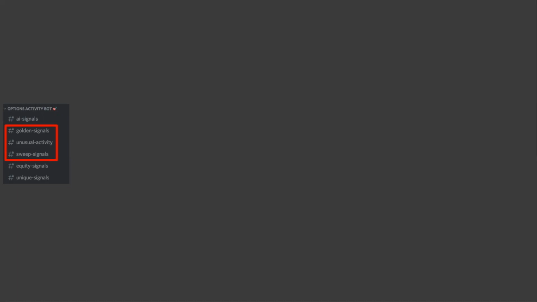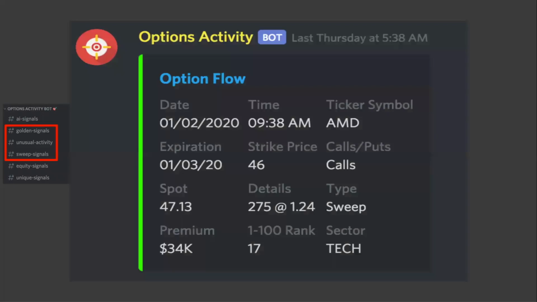So here's an example of one of the sweep signals. Now these sweep signals come in to the golden signals, unusual activity, and the sweep signals. So they'll always look like this in these three channels. What the difference is between where it gets sent to is the way it's actually outlined. And I'll cover that just in a bit.